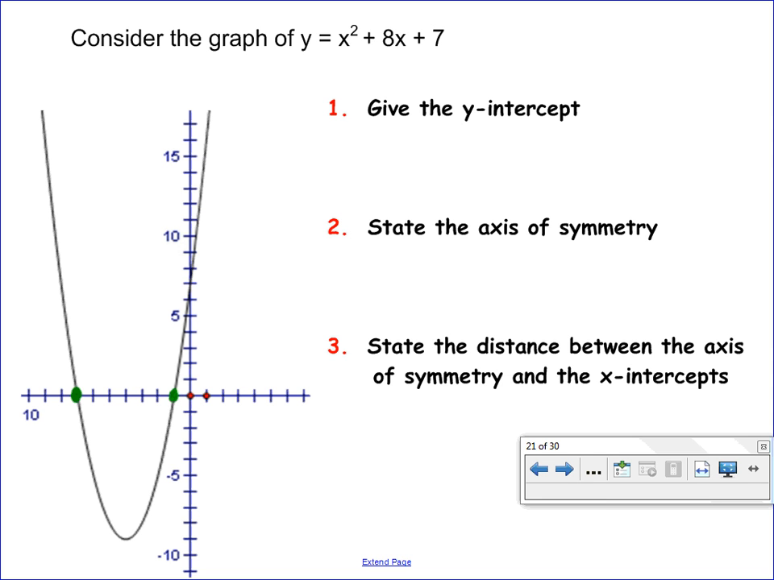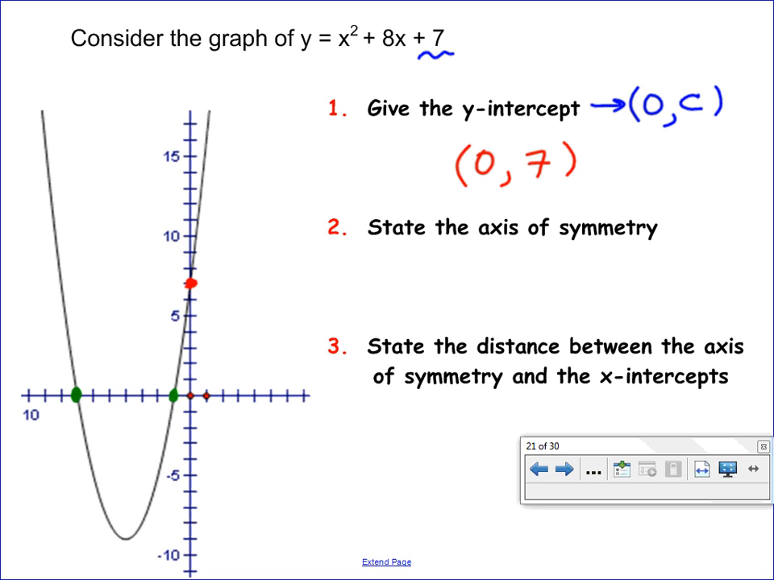We already have Elena pointing out that my constant value c from my quadratic equation in standard form is always the y-coordinate of the y-intercept. And so it looks like 7 is going to be the y-coordinate of the y-intercept. So my y-intercept comes from 0 comma c. In this case it's 0 comma 7. And I see it right there. Good.